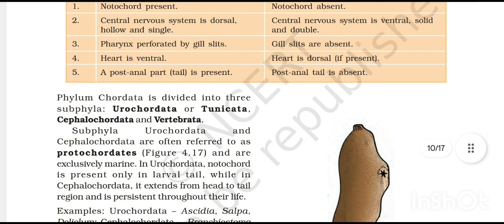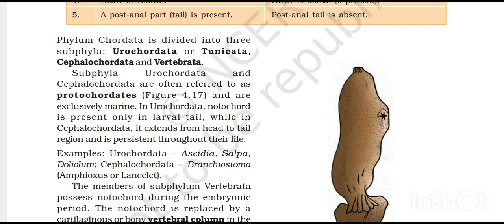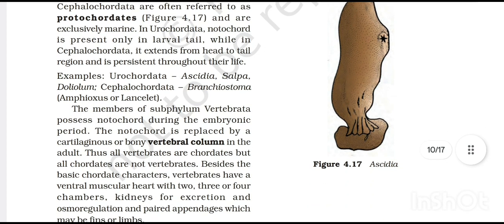Phylum Chordata is again divided into three subphyla: Urochordata or Tunicata, Cephalochordata and Vertebrata. Urochordata and Cephalochordata are referred to as protochordates, which are exclusively marine. In Urochordata, notochord is present only in larval tail, while in Cephalochordata it extends from head to tail region and is persistent throughout their life. Then here are some examples of Urochordata.